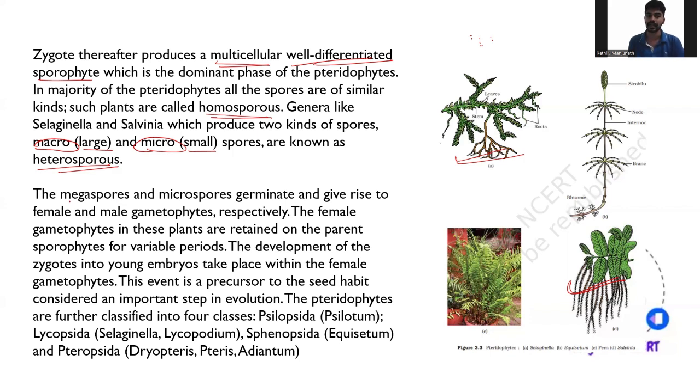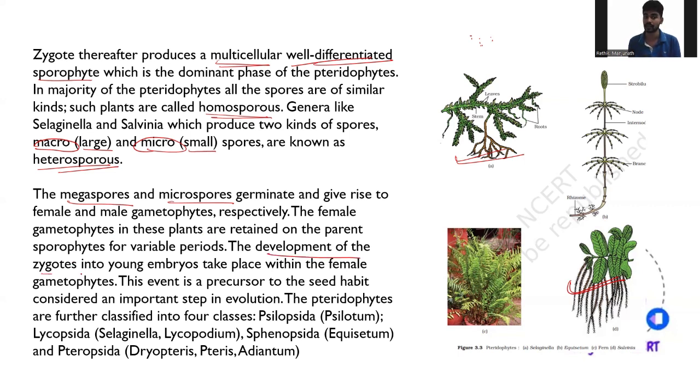Obviously the megaspore and the microspore are going to germinate and give rise again to the female as well as male gametophyte respectively. Till then, the development takes place in the female gametophyte itself, in the main female plant itself. That means these female or male gametophytes normally stay on the parent sporophyte for a varying period of time, till the development of the zygote into the young embryo.